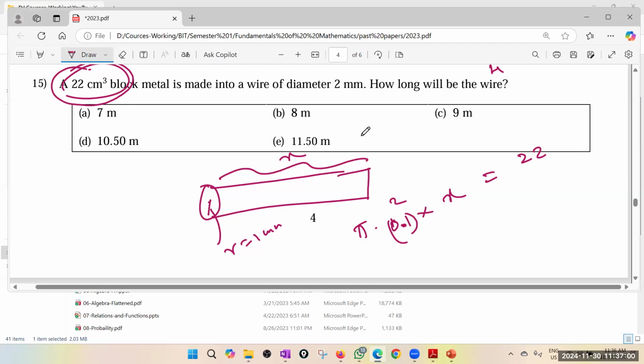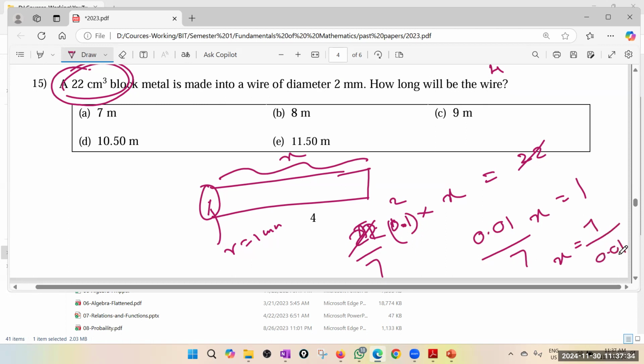Here, pi is 22 divided by 7. That is easy, because then 22 and 22 get cancelled. So 0.1 squared is 0.01. 0.01 divided by 7, times x, equals 1. So therefore x is 7 divided by 0.01. 0.01 means 1 over 100, so you need to multiply by 100. That is 7 into 100, 700 centimeters. 700 centimeters means 7 meters. Answer is C.